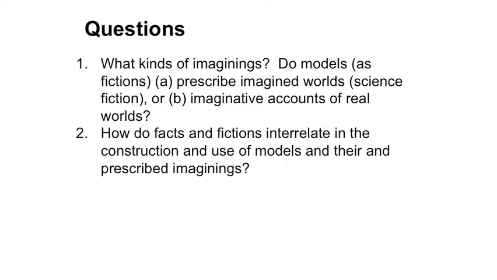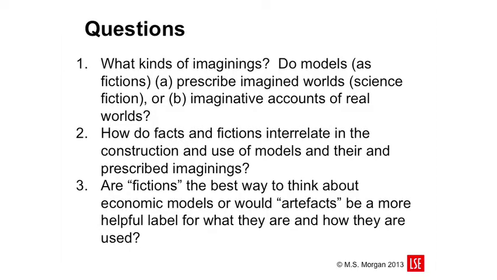So the second question I want to play around with here is how do facts and fictions interrelate in the construction and use of models and the prescribed imaginings that are supposed to go on, assuming that we take models as fictions. The third idea I want to address is, are fictions really the best way to think about economic models, or would artifacts be a more helpful label for what they are and how they're used? I'm going to put aside that particular idea and come back to it later on, because I want to talk, first of all, about this issue about imaginings.